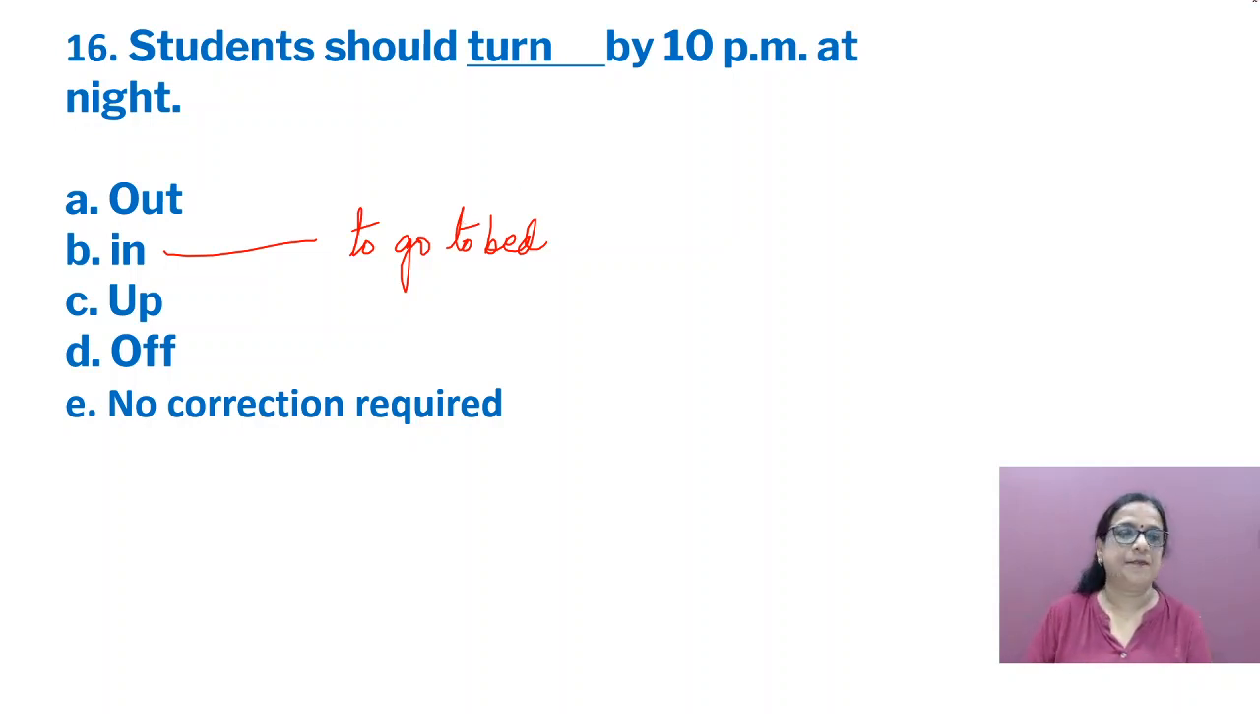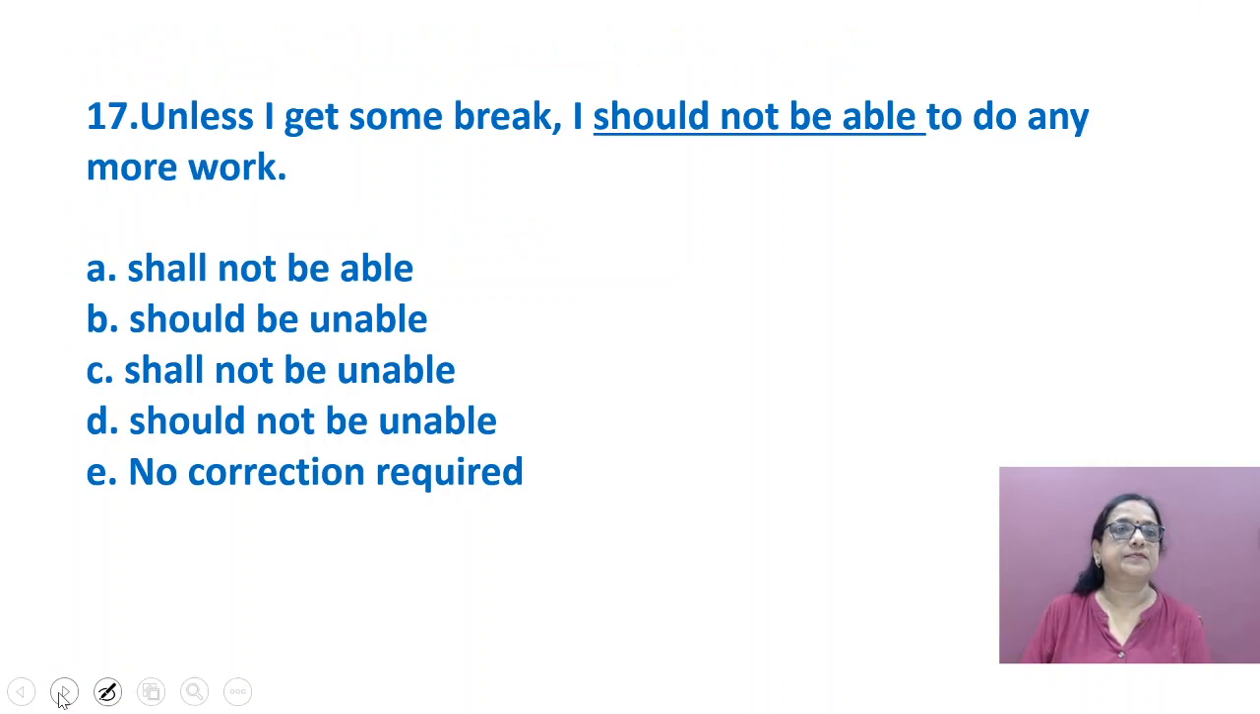Next sentence. Unless I get some break, I should not be able to do any work. So here, shall not be, should not be, no correction required. So unless is, now learners, I will tell you a trick. When you use unless, I get some break.